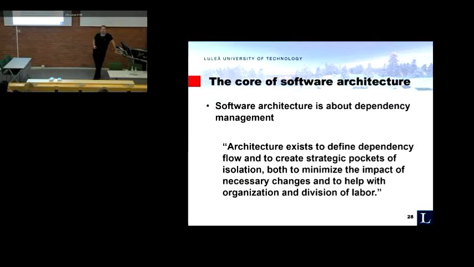But with architecture, you try to manage all these dependencies between different components, between modules and so on. And I'm going to read you a quote. Architecture exists to define dependency flow and to create strategic pockets of isolation, both to minimize the impact of necessary changes and to help with organization and divisional labor. So what it says basically is dependencies again, the flow of things. If you can isolate things, how you modularize things, how you separate things, how you keep things cohesive, and how you maintain weak coupling, right?